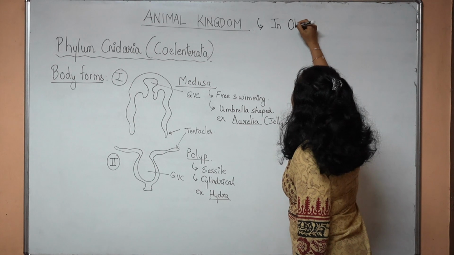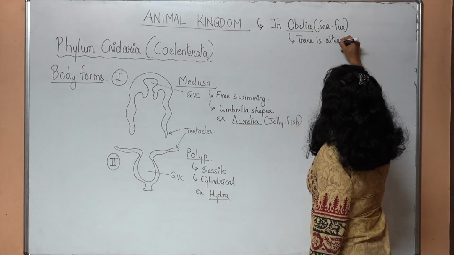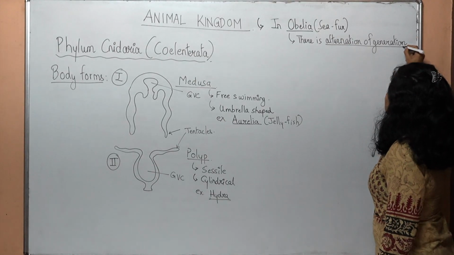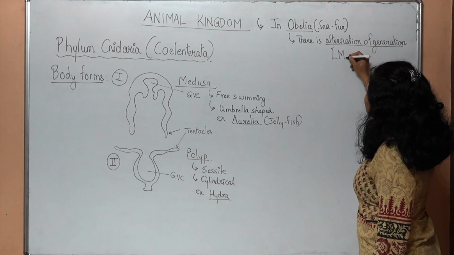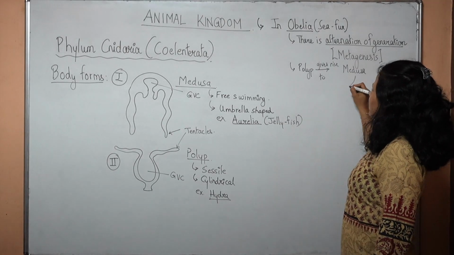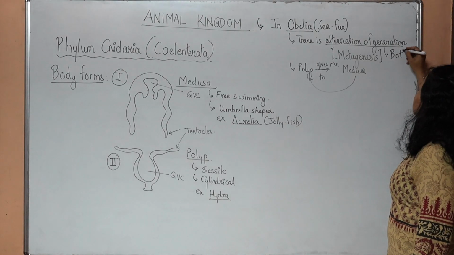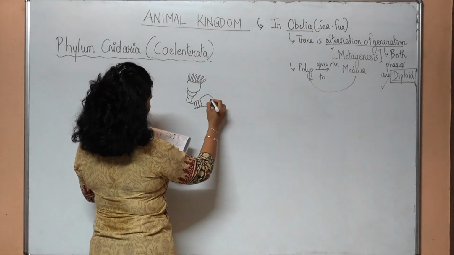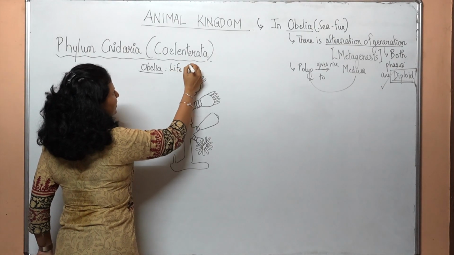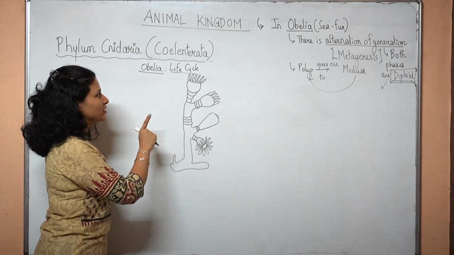In Obelia, commonly called the sea fur, there is alternation of generation, and in animals this alternation of generation is specifically known as metagenesis. Polyp gives rise to medusa and then medusa gives rise to polyp stage again. Both phases are diploid. Important. So we are doing the Obelia life cycle right now. What I have drawn over here is one colony of Obelia.